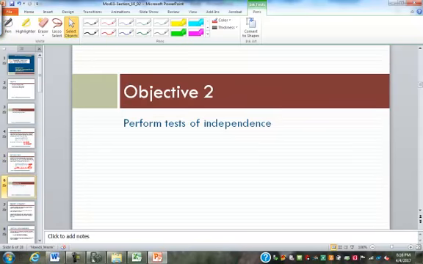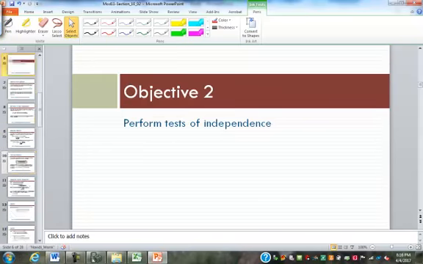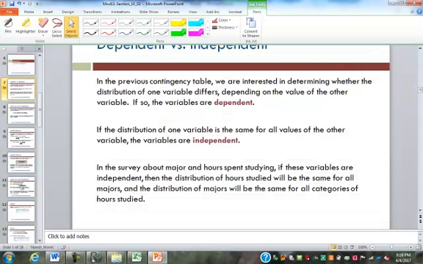So now let's look at actually performing that test of independence. In the previous contingency table, we are interested in determining whether the distribution of one variable differs depending on the value of the other variable. So that would say the variables are dependent. If the distribution of one variable is the same for all values of the other variable, in other words, the value of the other variable does not affect the distribution of the one variable, then the variables are independent.